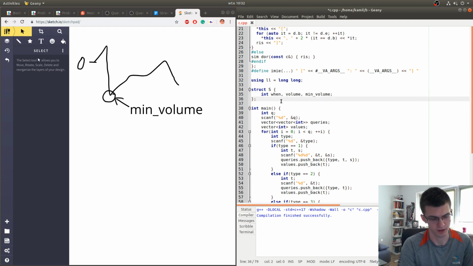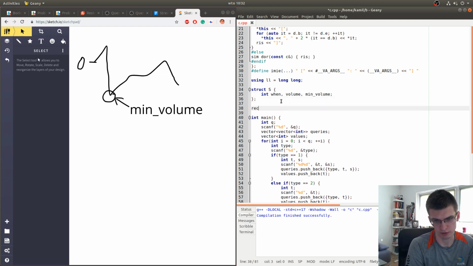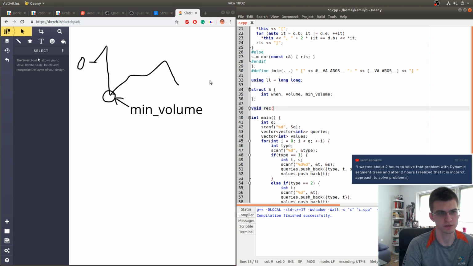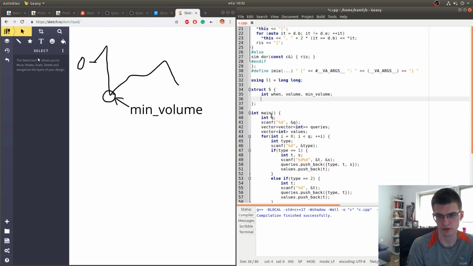0. Then I guess I will need a recursive function, just like usually in segment trees. Do I need lazy propagation here? I don't. Maybe I don't need a recursive function. But I need for sure a merge function. I need to be able to merge two nodes. So this is left node and right node.